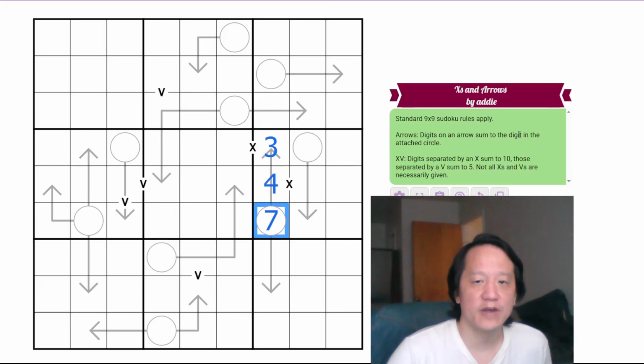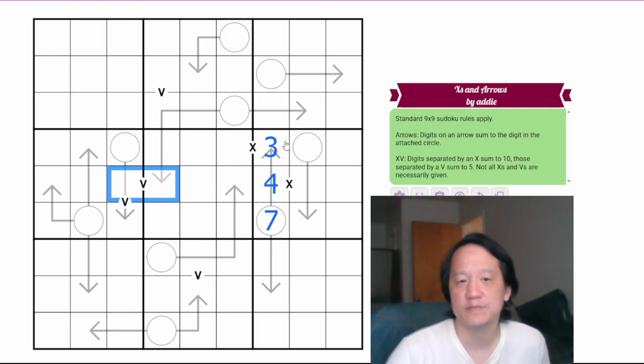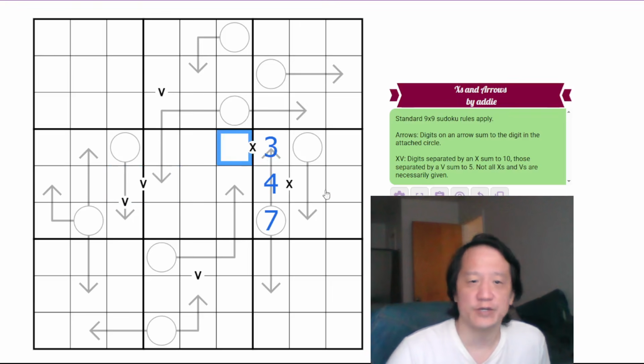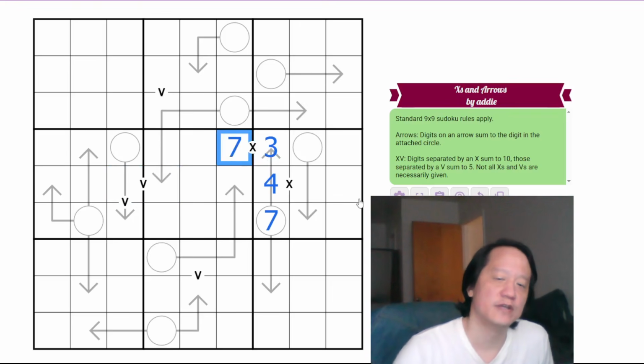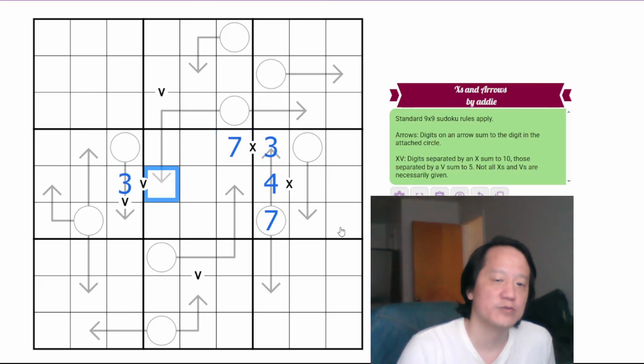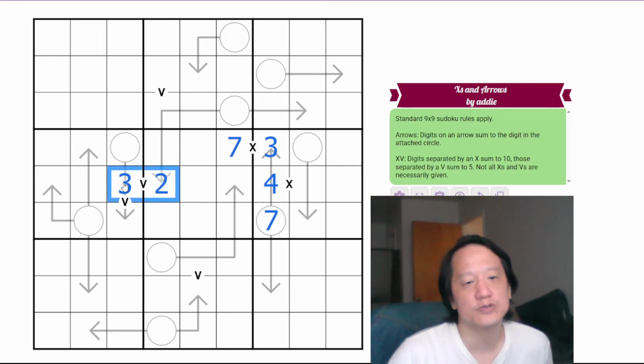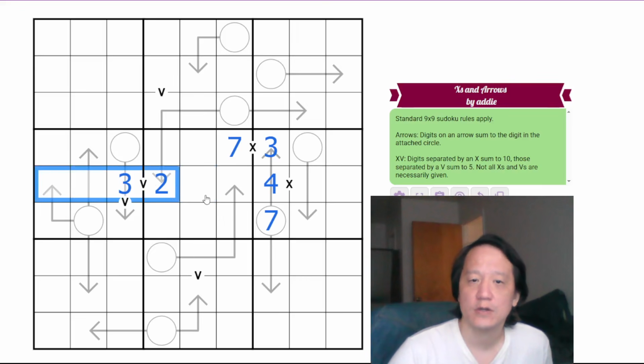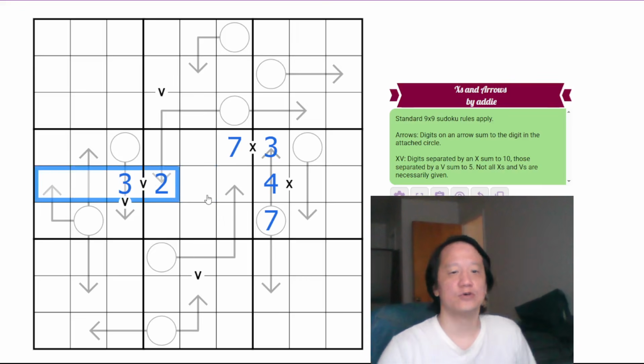We also have XV clues, where digits separated by an X sum to 10, and those separated by a V sum to 5. And not all X's and V's are necessarily given. So say this was a 3 here, this would have to be a 7 here to add up to 10. Say we had a 3 here, then this would have to be a 2 to add up to 5, because there's a V between them. And those are all the rules.